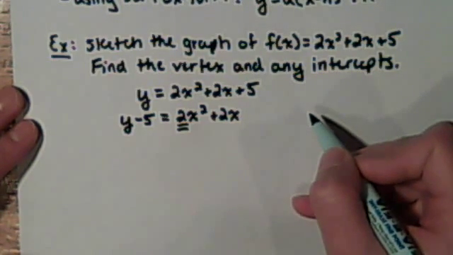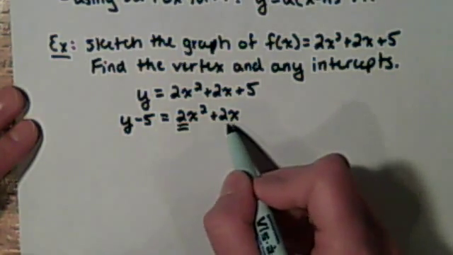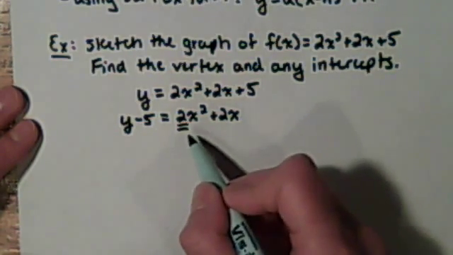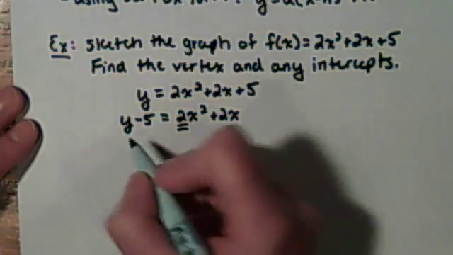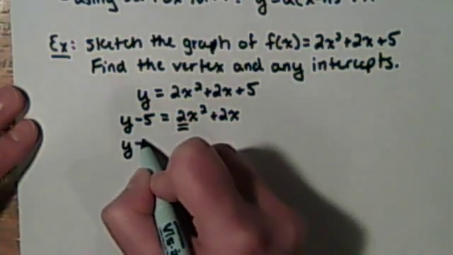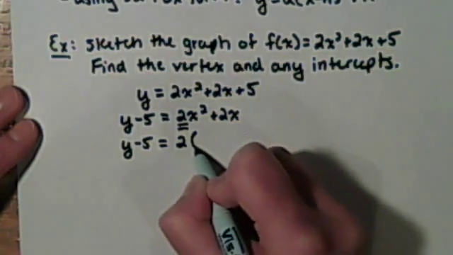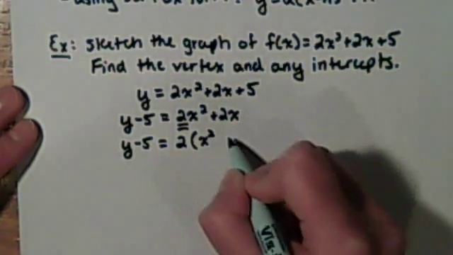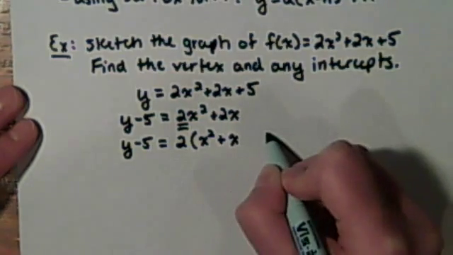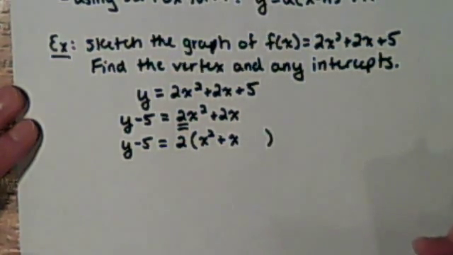Now we are rewriting the equation, so the only way to do that is to actually factor the 2 out of the terms we have on the right-hand side. So it's going to look as follows. y minus 5 is equal to 2 times the quantity x squared plus x. Now I am ready to complete the square.